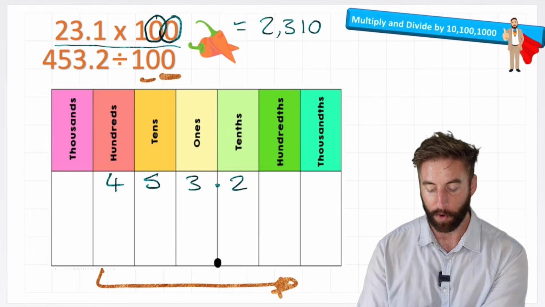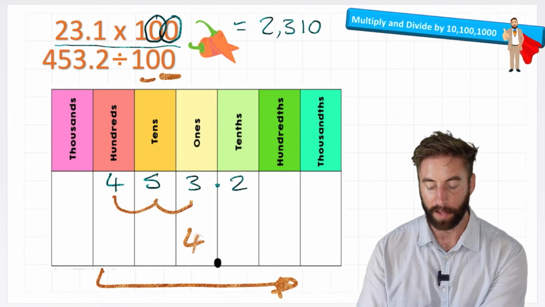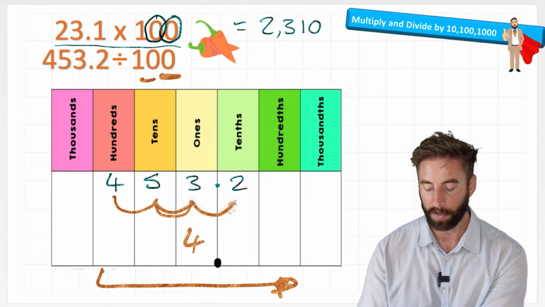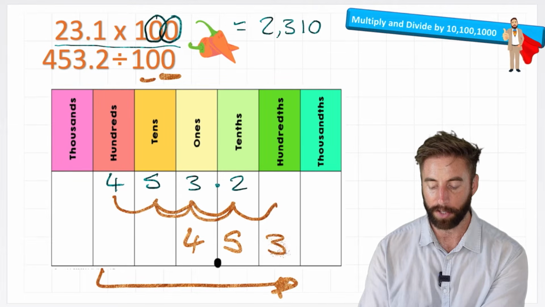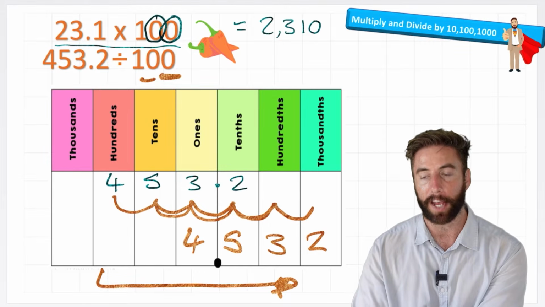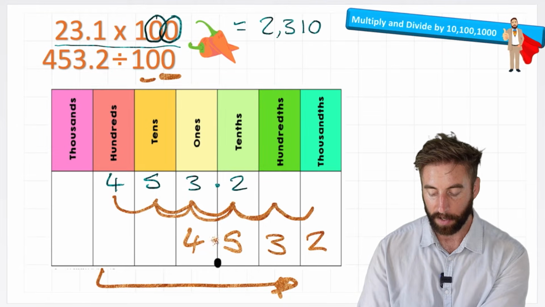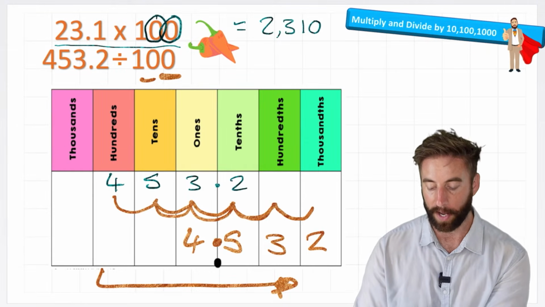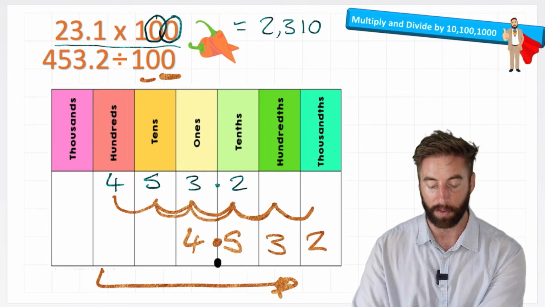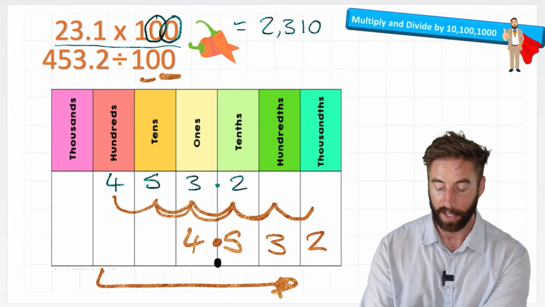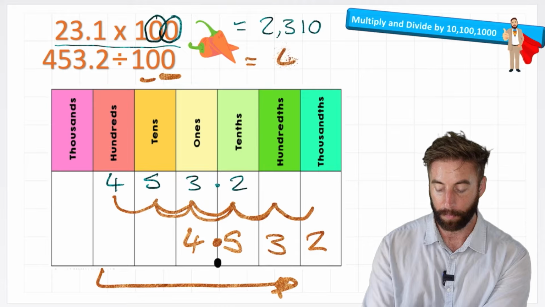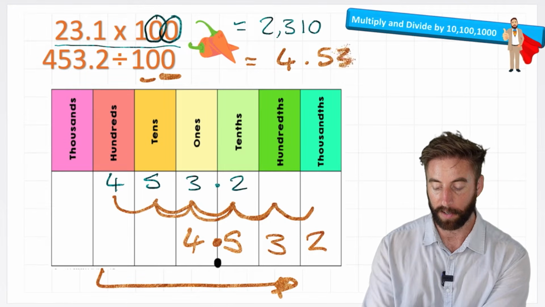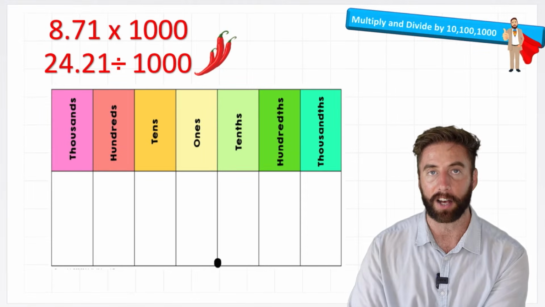So I'm going to start with my 4, move it 1, 2, then my 5, 1, 2, my 3, 1, 2, and my 2, 1, 2. Very important that I don't forget to put my decimal back at this point. My decimal always stays on the decimal line. So my answer to 453.2 divided by 100 equals 4.532.